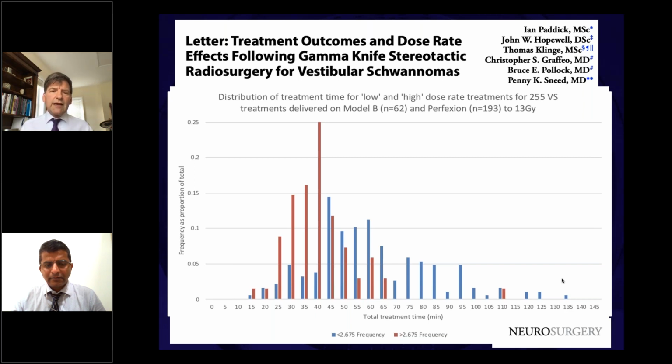But if it's a very complex shape, we need a lot of smaller isocenters, and we might have a treatment time of 90 minutes. That's got nothing to do with the dose rate of the machine. It's just got to do with the complexity of the treatment, how many isocenters you use.